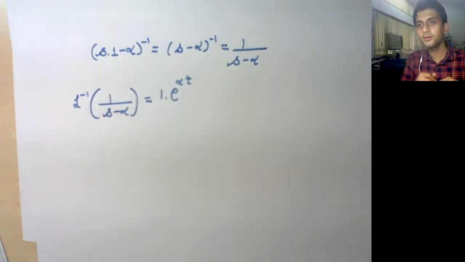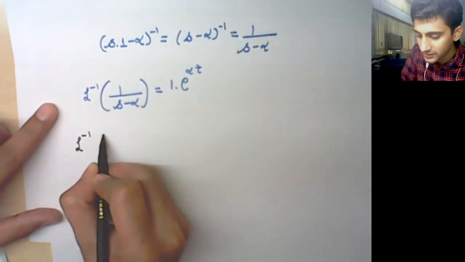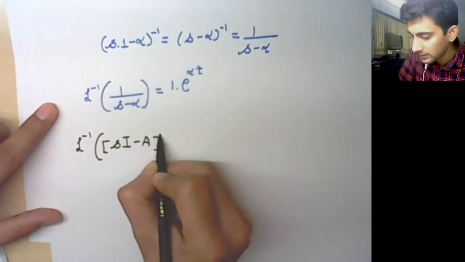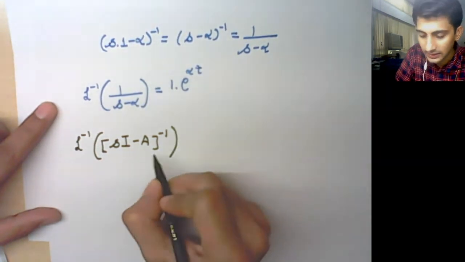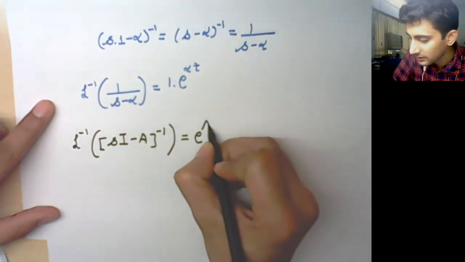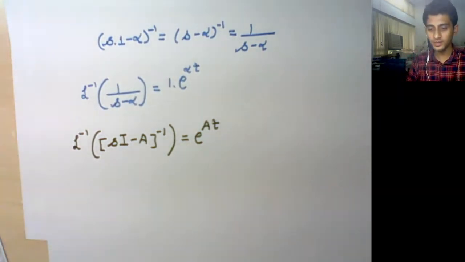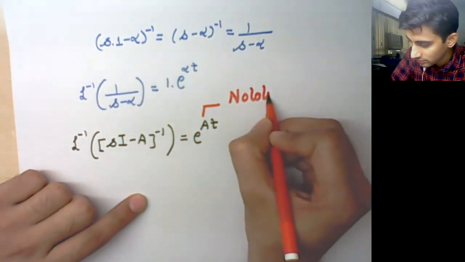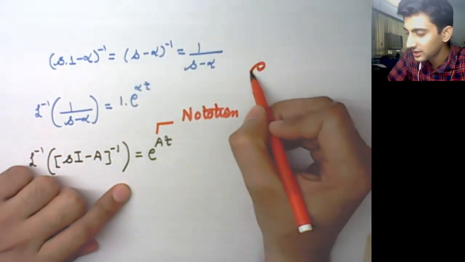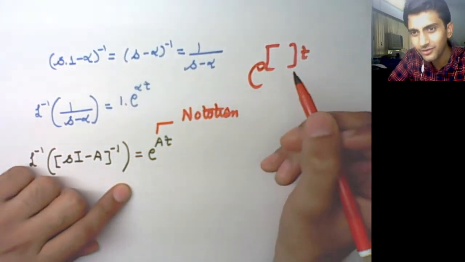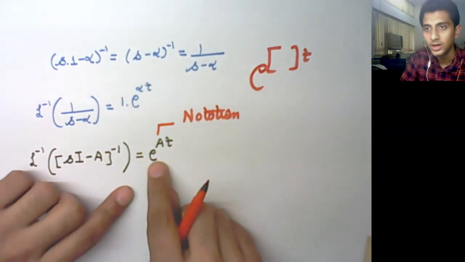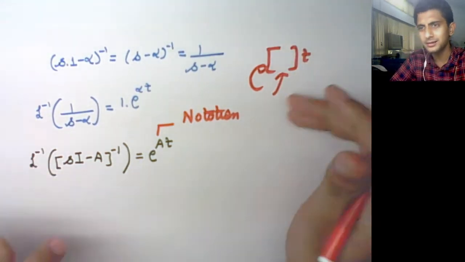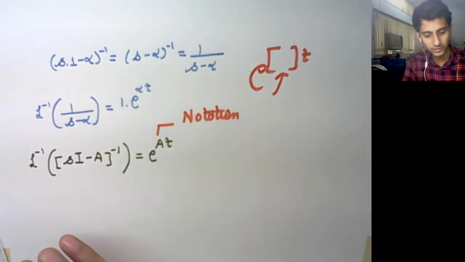On similar argument, we say that the Laplace inverse of this matrix system, which is (SI minus A) inverse, it is a square matrix, and the Laplace inverse is called e to the power A t. Remember that this is just a notation. How can you write a thing like e to the power a matrix into t? You cannot write that. This is just a notation. I will tell you in a moment what taking e to the power At means. A is a matrix. We cannot write anything like this. Okay. Don't worry about it.